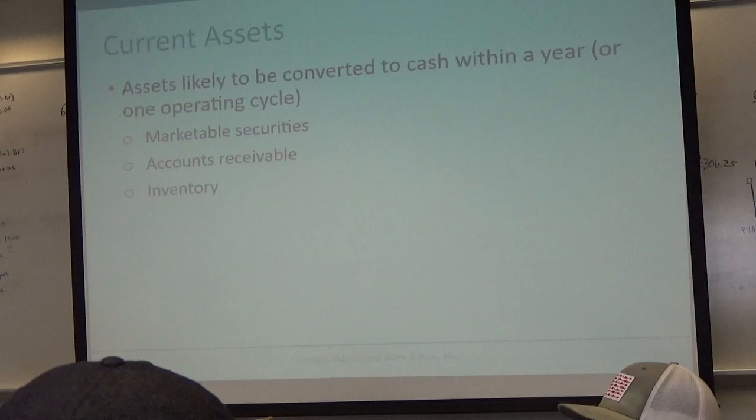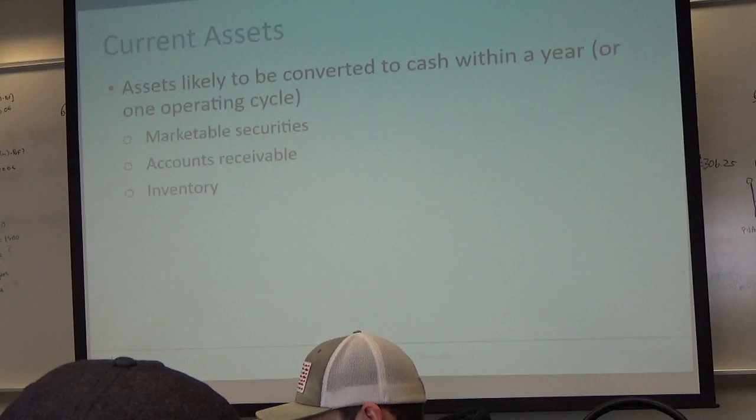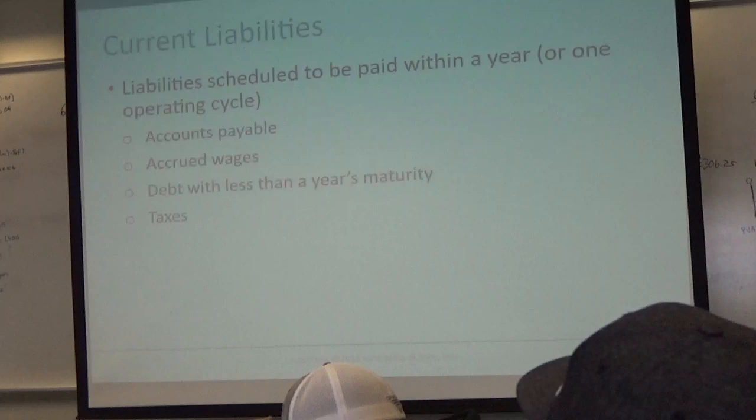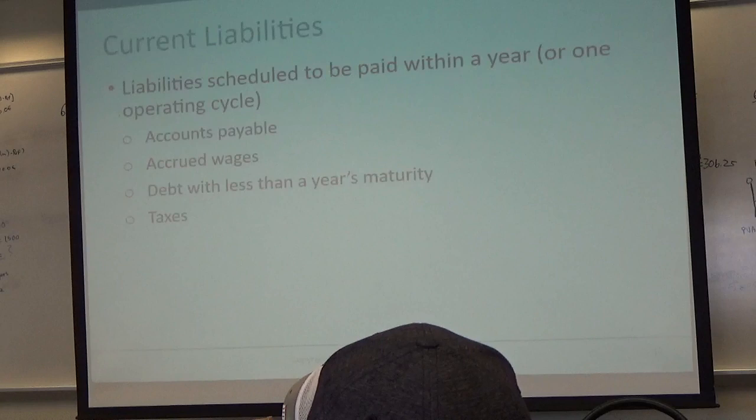These are definitions explaining what they are. Current assets are assets likely to be converted to cash within a year, like marketable securities, accounts receivable, and inventory. Current liabilities are liabilities scheduled to be paid within a year, like accounts payable, accrued wages, debt with less than a year's maturity, and taxes.